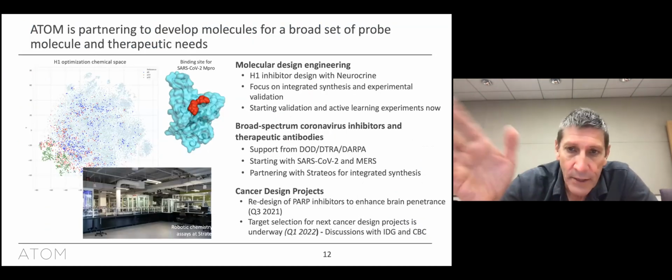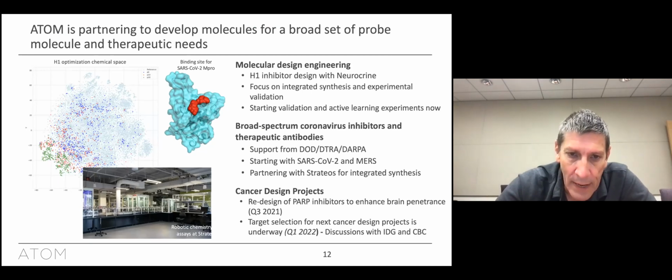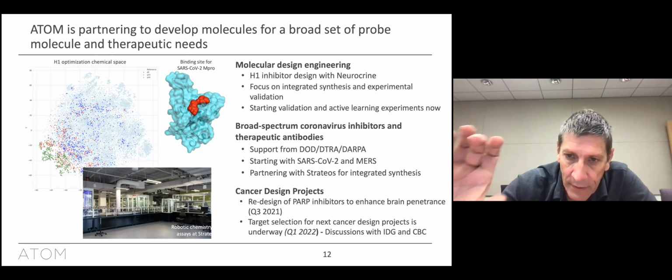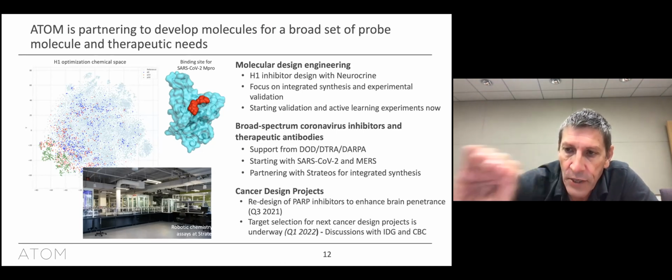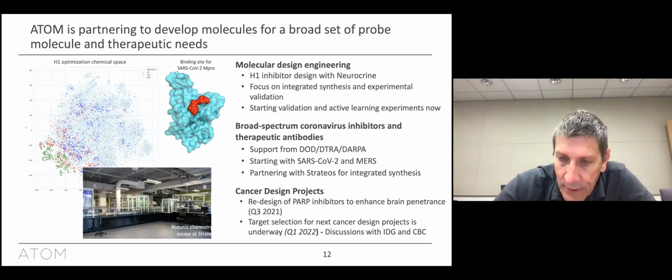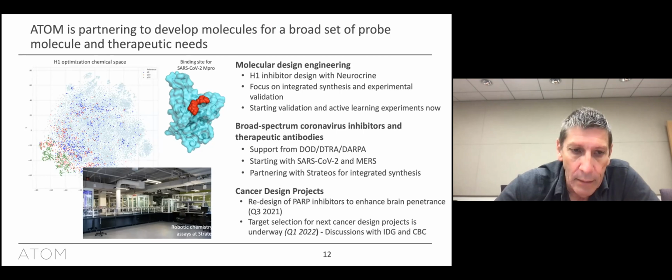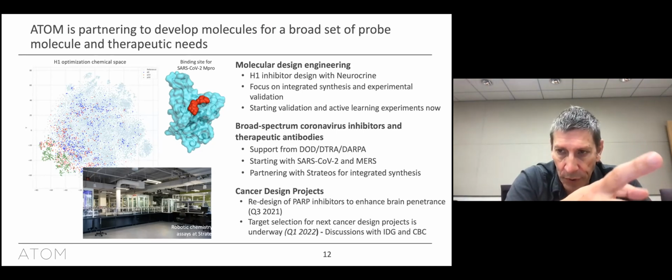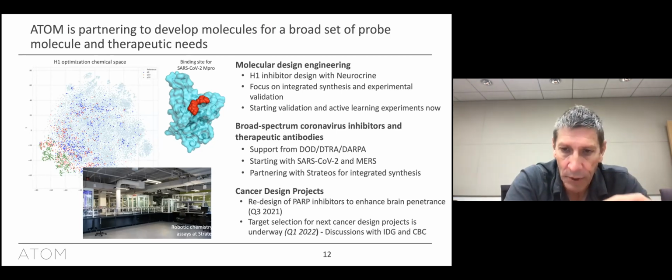Then finally, I just wanted to show that we're also, on the bottom here, starting to work on a number of new cancer design projects, in particular, redesign of PARP inhibitors to enhance brain penetrance. So we're taking a known drug, an effective drug, but re-optimizing one property. In this case, its ability to penetrate the blood-brain barrier. And using the same modeling and optimization approach to basically fix one problem with a particular molecule.